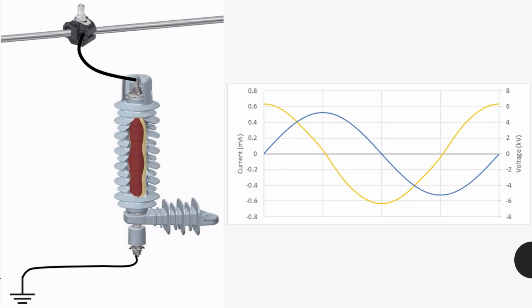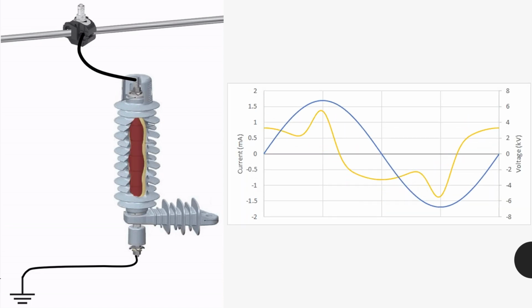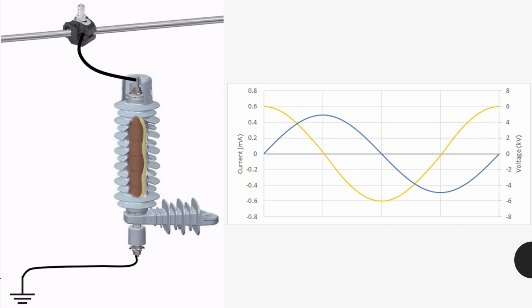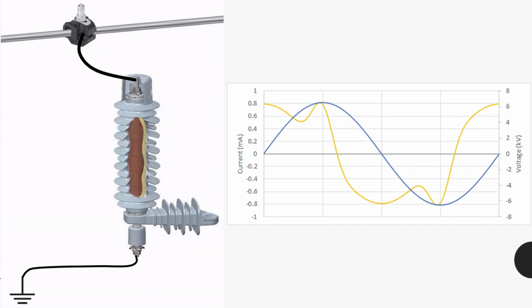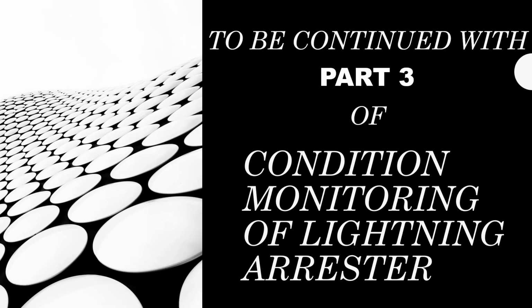My other preference is for leakage current measurement for diagnostics of lightning arrestor, which we will understand in detail in the third video. With this, I conclude my second video of the series.